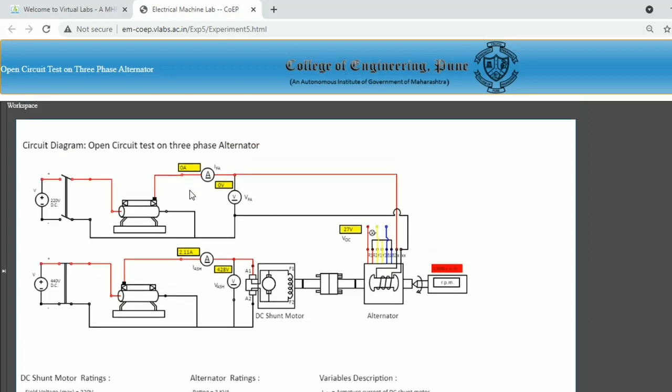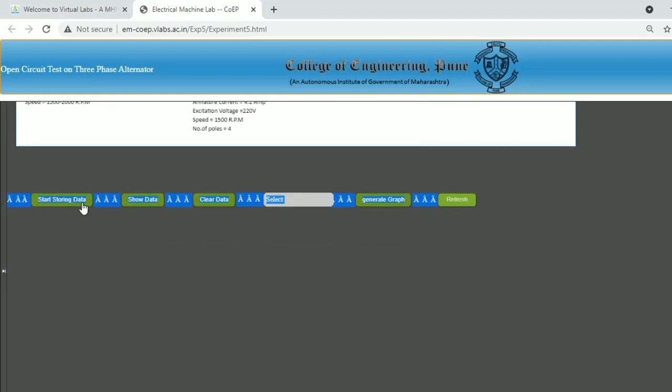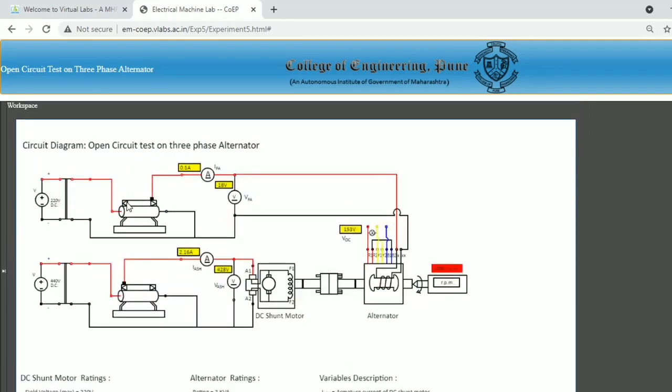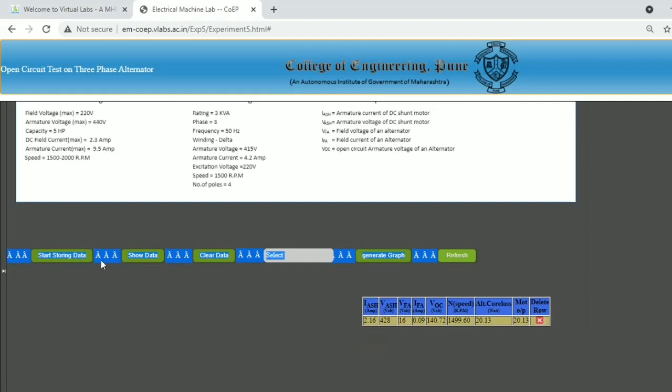Then I am giving another DC supply to the rotor of the system. Then I am going to adjust this field current using this variac to set the rated voltage. So I am just varying this. Meanwhile, I am storing the data for generating the graph. Here you see it reaches 271 volts.